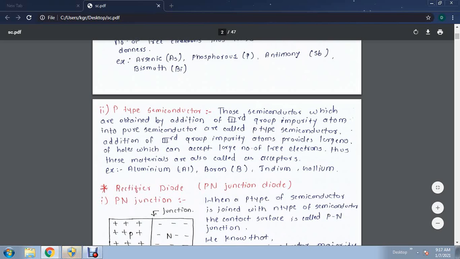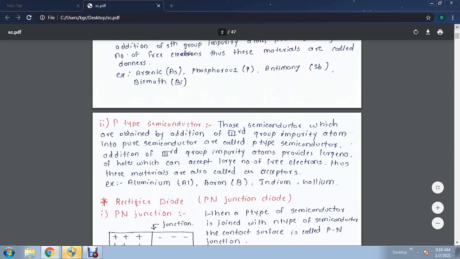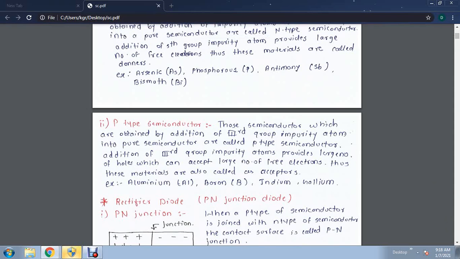Here, third group means aluminum, whose valence is 2 plus 8 plus 3. Valence is 3 here. Previously, fifth group meant phosphorus, whose atomic number is 15, that is 2 plus 8 plus 5. 5 is the valence here. Similarly, arsenic, antimony, and bismuth are examples of n-type. And p-type examples are aluminum, boron, indium, and gallium.